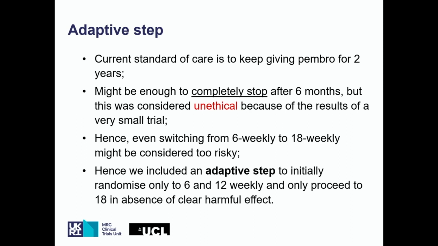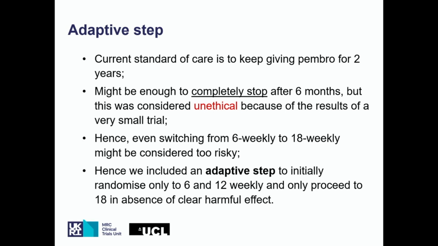So the current standard of care is to give pembrolizumab for 2 years every 6 weeks. And there's a growing body of evidence that it might actually be enough to completely stop treatment after 6 months, because of the way these drugs work, but we lack the actual clinical trials showing that that is the case. And when we were designing the trial, we considered it unethical to just completely stop treatment because of the results of a very small trial that showed that it might not be fine to just completely stop treatment. So we had to switch into a trial reducing the frequency rather than stopping treatment.